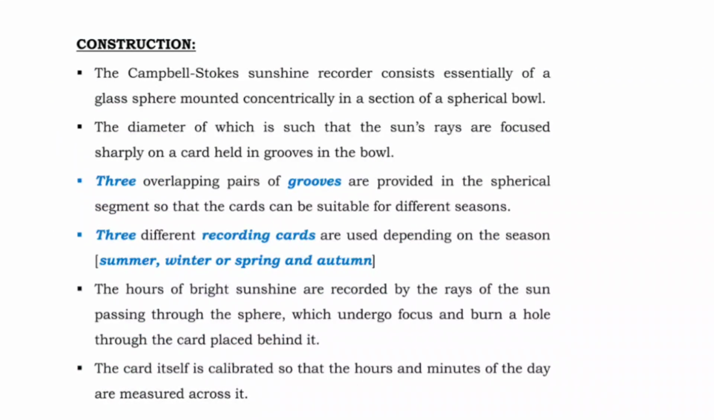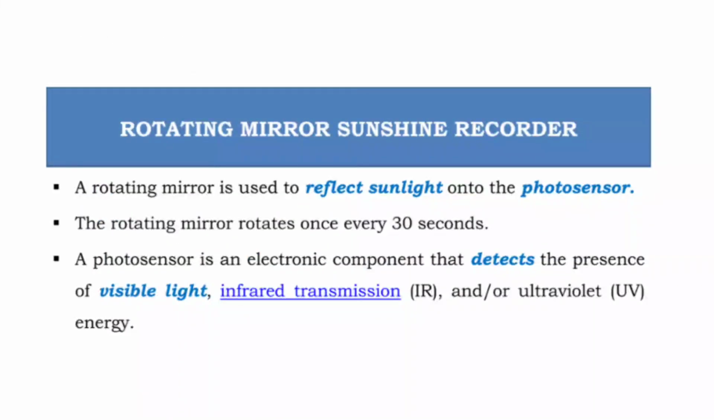It works on the same principle, but you have three overlapping groups of cards attached, and you have three different recording cards based on whether it is winter or summer, because the incident solar radiation will be varying, isn't it? Based on that, there is also a rotating sunshine recorder, which rotates every 30 seconds.